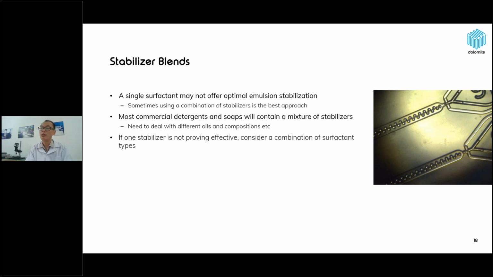Stabilizer blends. A single surfactant may not offer optimal emulsion stabilization, so we need to consider using a combination of stabilizers to obtain the best approach. Most commercial detergents and soaps contain a mixture of stabilizers, so they need to deal with different oil compositions as well. And if one stabilizer is not providing effective emulsion stabilization, we need to consider combinations of surfactant types.